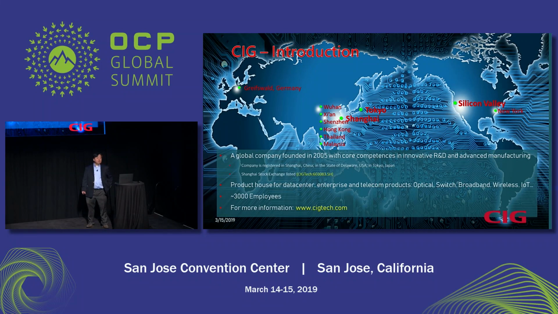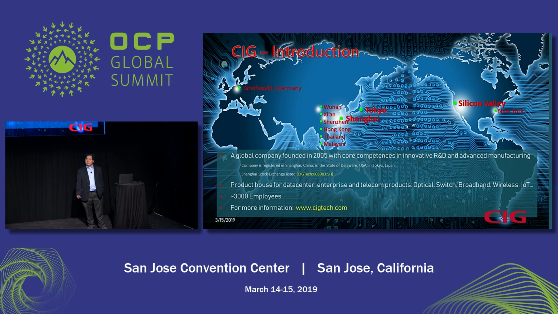Let me first introduce my company, CIG. We are a public company listed on the Shanghai Stock Exchange, headquartered in Shanghai, with subsidiaries in Silicon Valley and Tokyo, Japan. We also have a location in Germany, as well as a manufacturing site in Malaysia. We have about 300 employees.